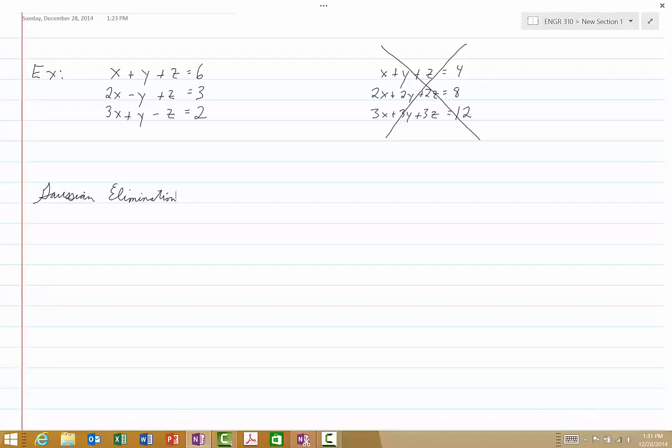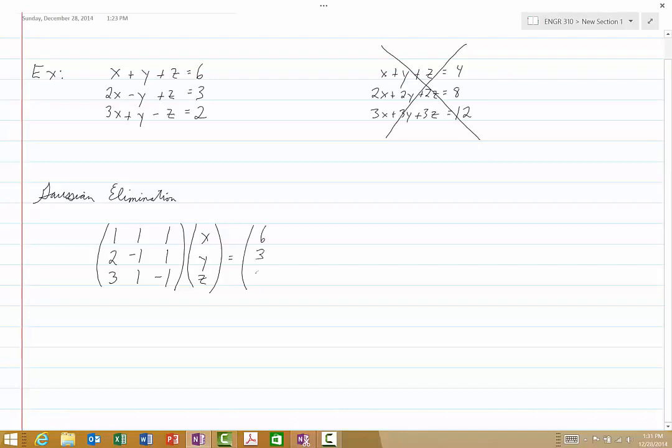The system of equations that we have here is equivalent to the following: the matrix with rows 1, 1, 1; 2, negative 1, 1; 3, 1, negative 1, times the vector x, y, z, equals 6, 3, 2.